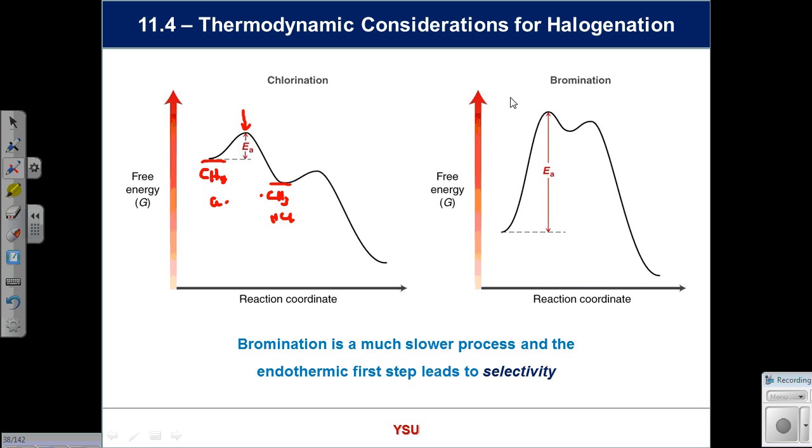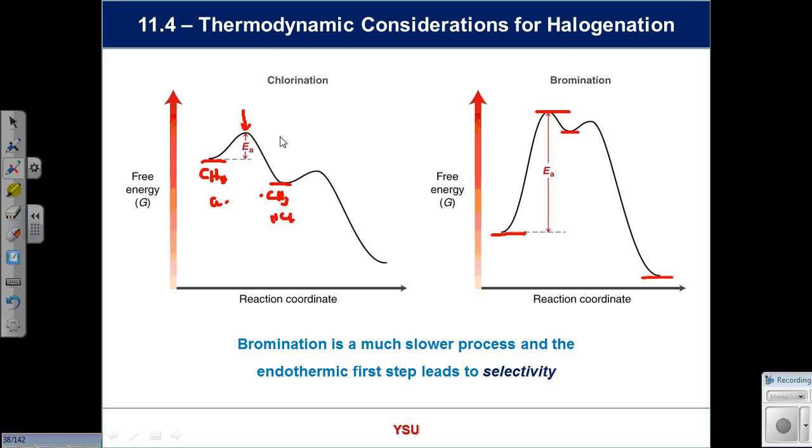And on the right-hand side, it differs. This is something you really have to scratch your heads about. In the bromination step, it turns out that the activation barrier is quite high. So this is a slower reaction. But it's also endothermic. Eventually it's worth it because we get down here somewhere it's overall exothermic, but the first step here is slow.